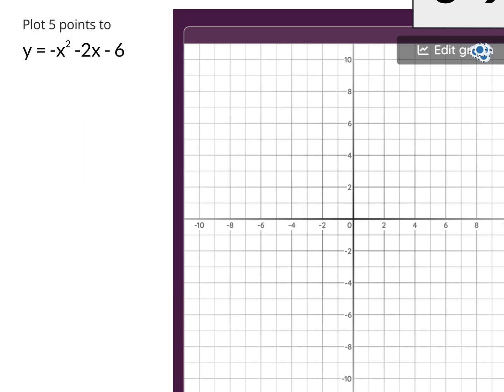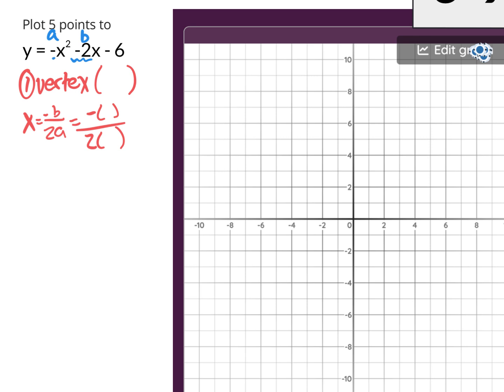Let's start with the vertex. And the vertex is a coordinate. You find that coordinate using x equals -b over 2 times a. Negative parenthesis over 2 times parenthesis. Once you fill out that formula on your paper, identify your b value of -2 and your a value of -1. You have -2 as your b, -1 as your a, and you do the math.